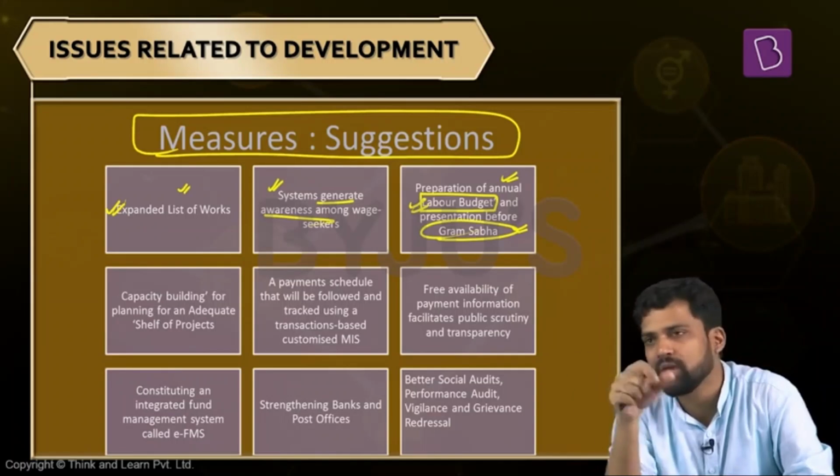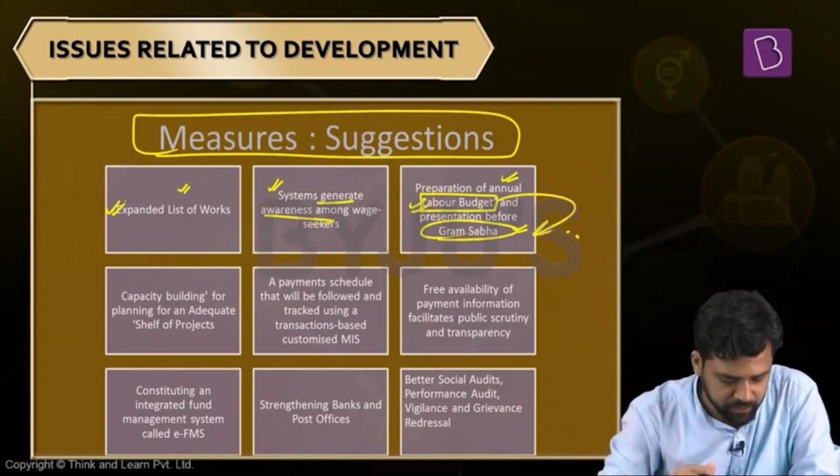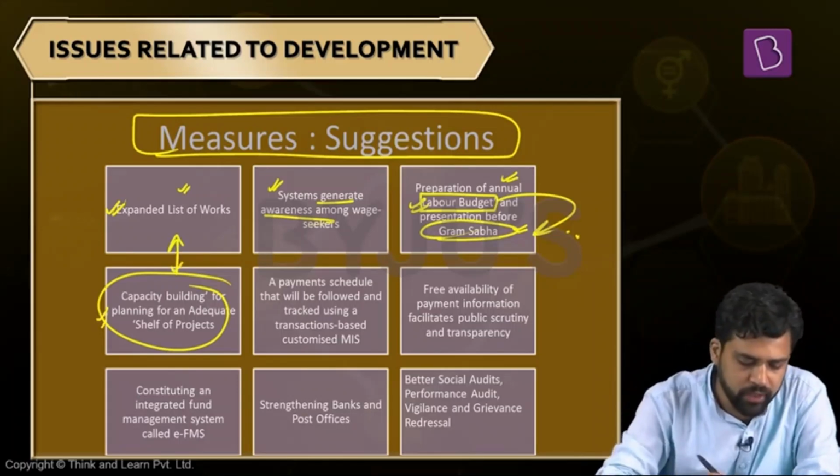So what will happen? Any person in the village will come to know what activities are planned at what point of time. So you know in future that you will get a job because these activities will be carried out. So this labor budget can handle distress migration. Apart from that, you need to create an expanded list of work. You should have a shelf of projects in place.